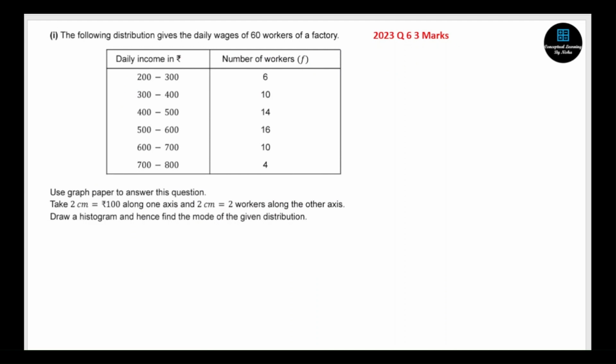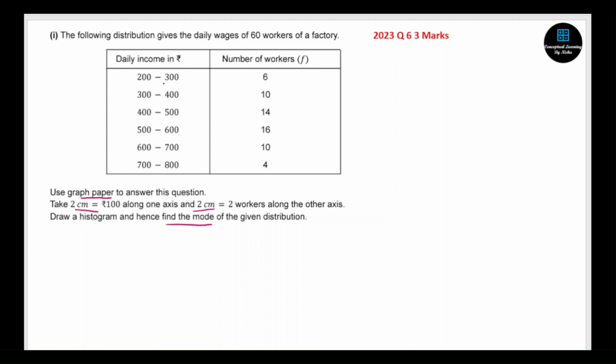Okay, now here is the distribution given, and we are given the distribution table with the daily income and the number of workers. And what we have to find? We have to draw the graph. They have given the scale here. And then we have to find the mode using this data. So we have to plot a graph for this.